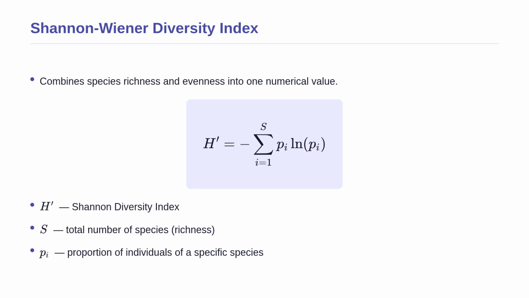The negative sign at the very front is crucial because the natural logarithm of a decimal fraction is always a negative number. Multiplying by a negative makes our final index a positive, readable value. When species increase or become more evenly distributed, this score goes up.